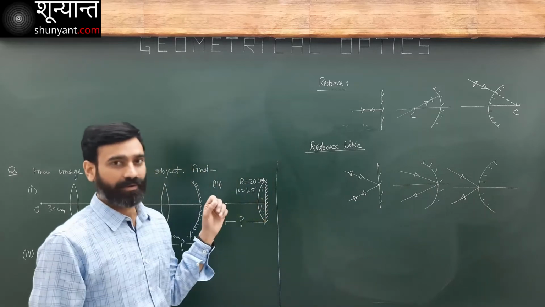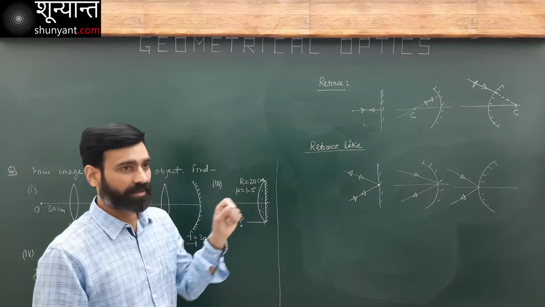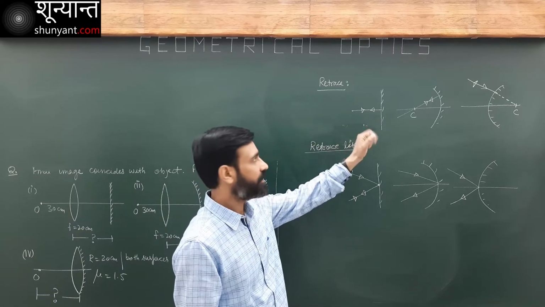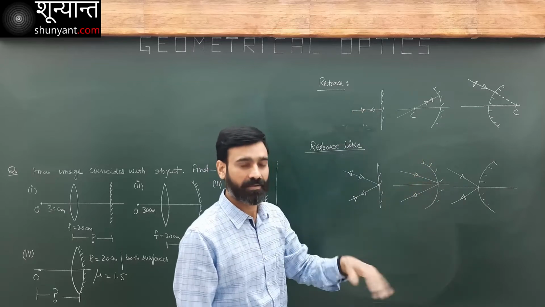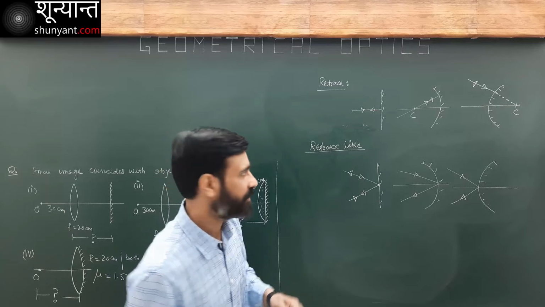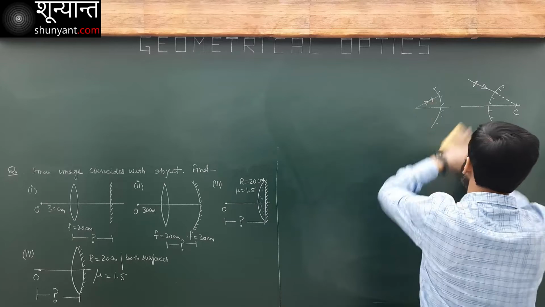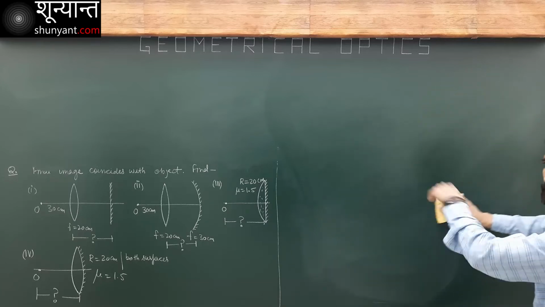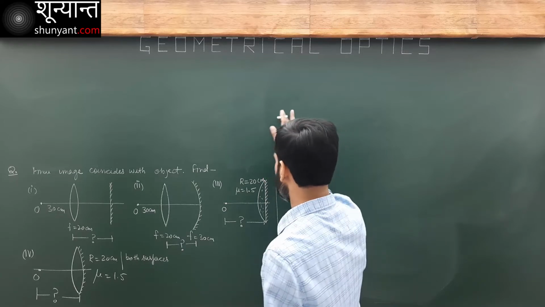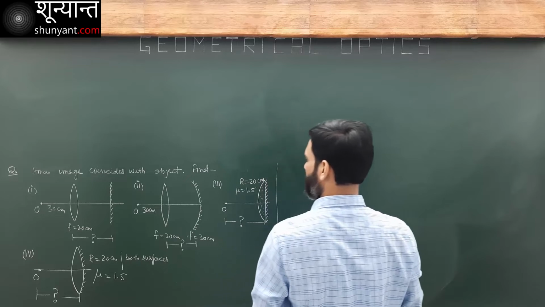Note down: final image coinciding with object. That means on the mirror, rays should be incident in either of these cases, and it is going to retrace. Let's see how. Keep these diagrams in mind. Pause the video and draw them separately. It's going to be very helpful. You will realize this potential.